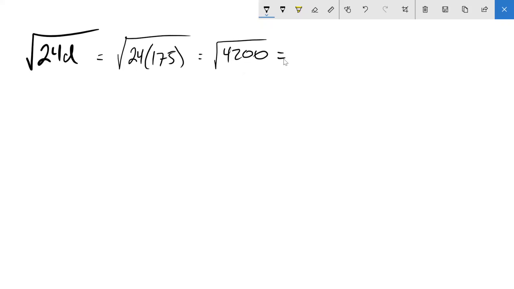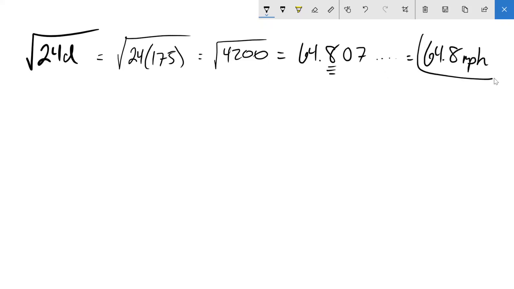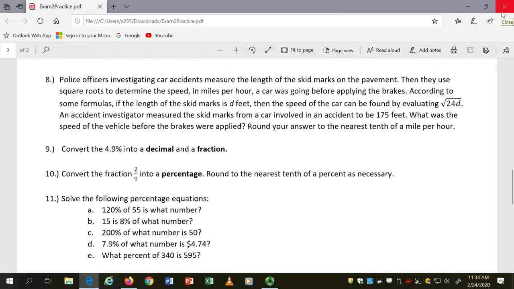So whatever that comes out to, what does that come out to be? Square root of 4,200? 64.8? Well, it's got a bunch of decimals, right? 64 point what? 807. I think I rounded it. I asked you to round to the tenths, right? Yeah. So that's why you went with this. So it'd be 64.8 miles per hour. And that's for number 8 on the practice test. What else? Other things that you want to take a look at?